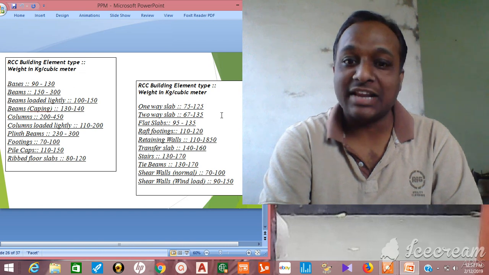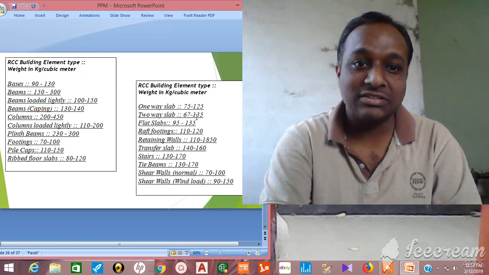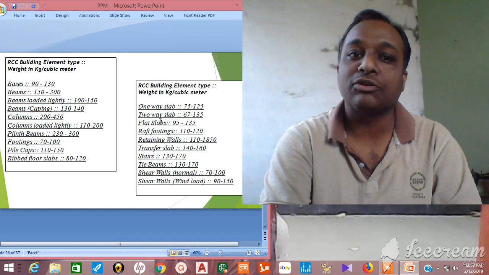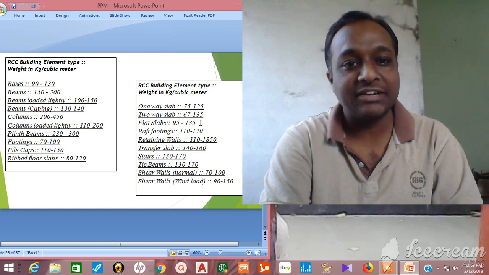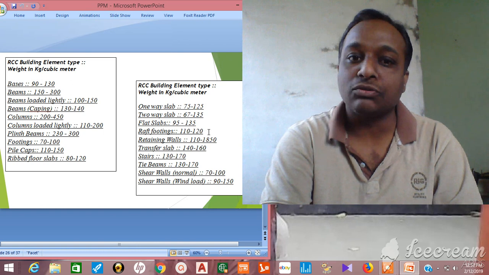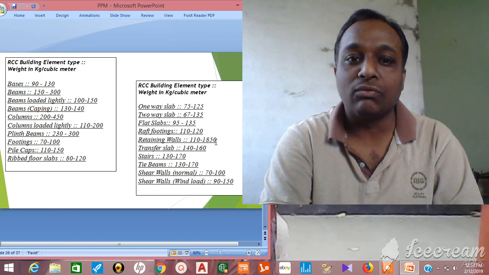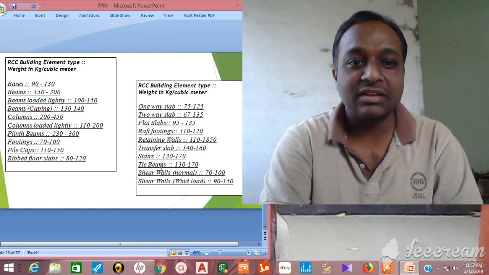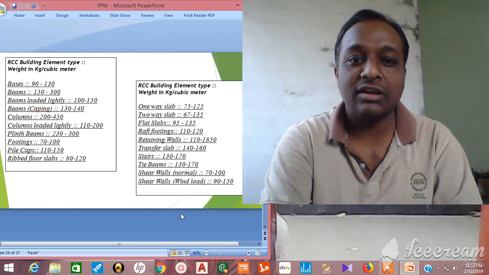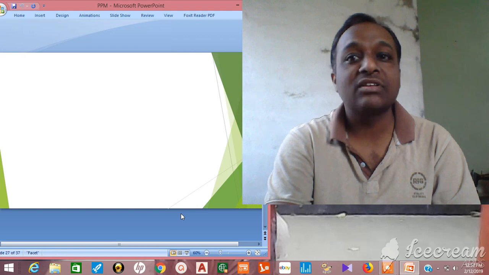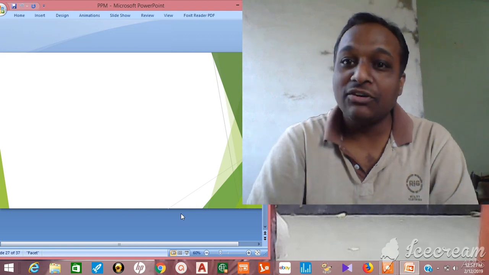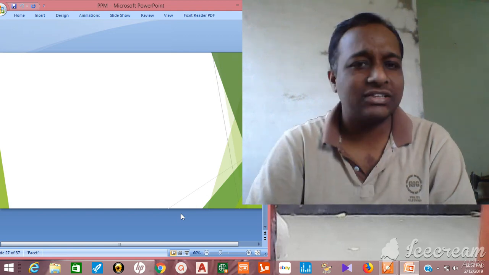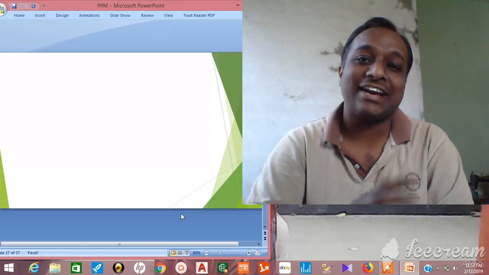One way slab this much, two way slab 67 to 135 kg per cubic meter, flat slab 95 to 135, raft footing 110 to 120, retaining wall 110 to 1850 kg per cubic meter, then tie beam, shear wall and normal.